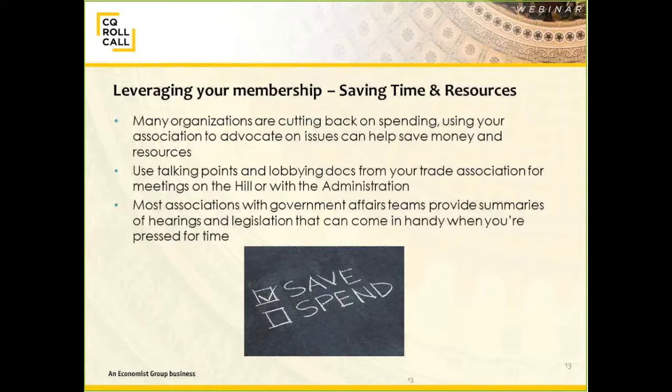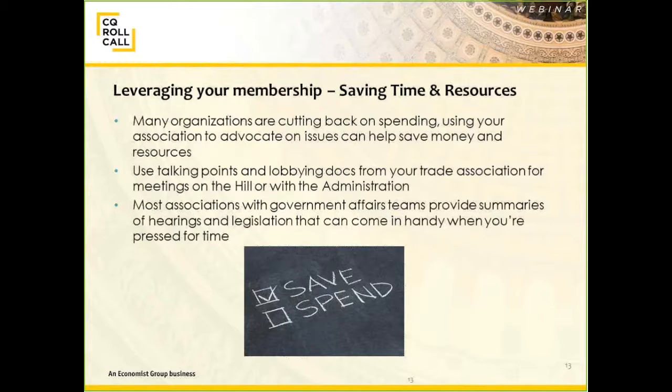Most trade associations will send out summaries of these hearings that you can tailor and forward on to others on your team or executives in your company. There's also been a number of times where I'm watching a hearing and for whatever reason I'll miss something. Using these summaries to make sure you've captured everything in your memo can definitely come in handy.